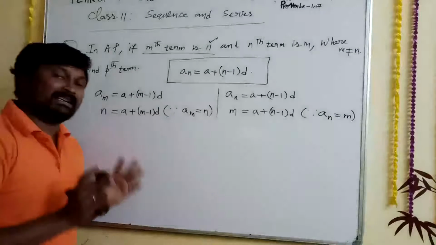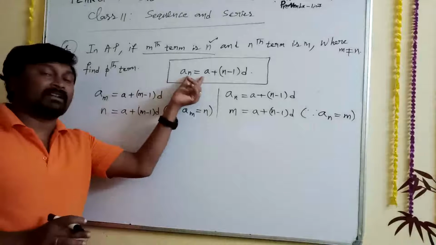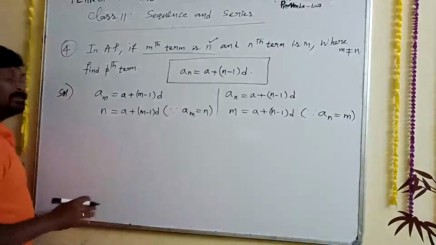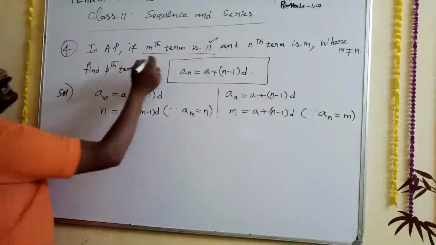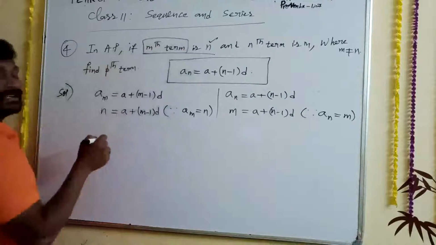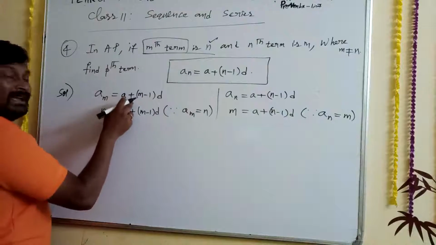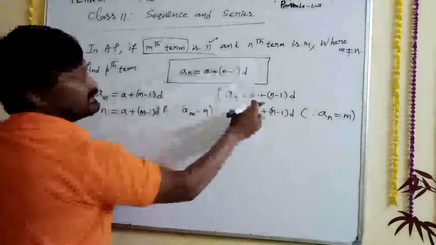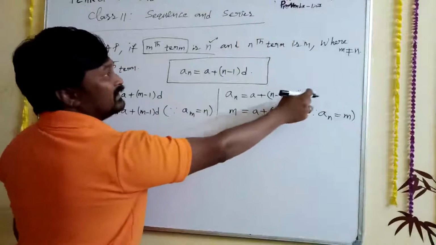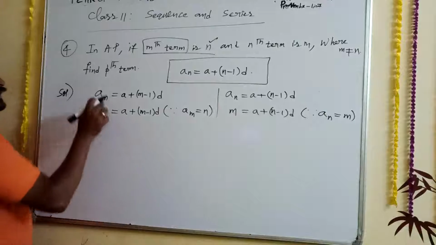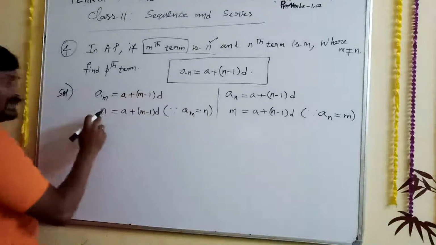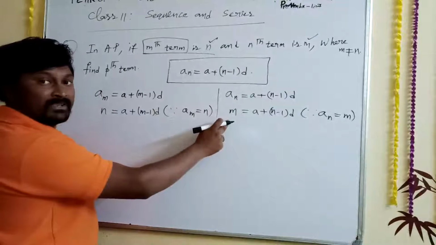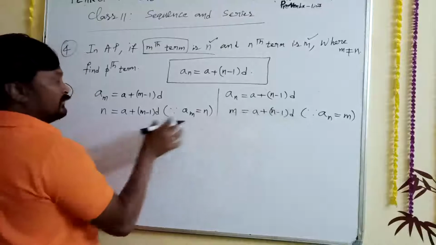So once again, understand clearly. You have the nth term formula: a plus n minus 1 into d. So what I am doing here is, first I am writing the general formula for the nth term: am is equal to a plus m minus 1 into d. Now, by the same method, an is equal to a plus n minus 1 into d. After writing this, the mth term is given as n, so that is written n. Here the nth term is given as m, so that is written here m. So now you have got these two formulas.